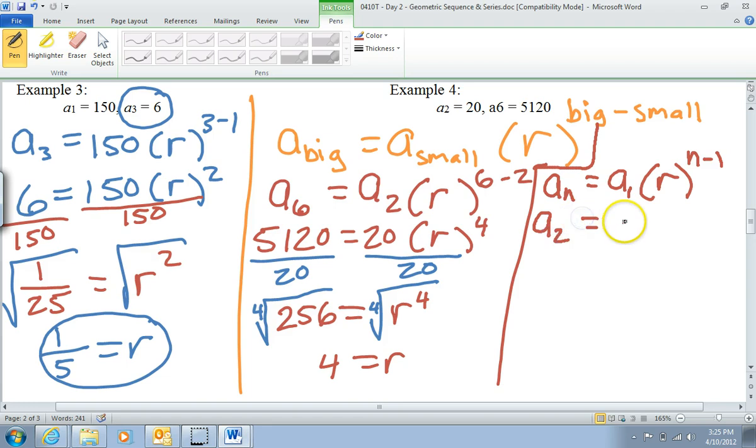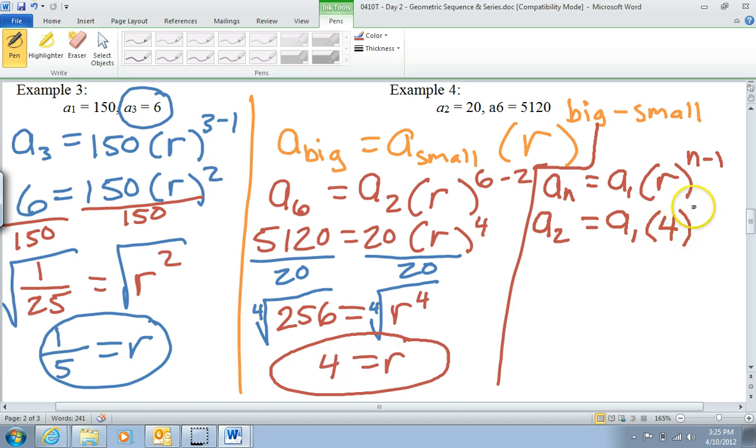So A2 equals A1. That's what I'm looking for. Let me circle this, because I'm so happy to have that. I have R now, right? What do I put in this parentheses? 4, right? Because I have it from down here. What's N? 2. Because that's 2. So 2 minus 1 up there. So instead of A2, like you guys already told me before, I'm going to put 20. So 20 is equal to A1 times 4. 2 minus 1 is just 1. Do I even need to put it? No, I do not. So 1, it's invisible.